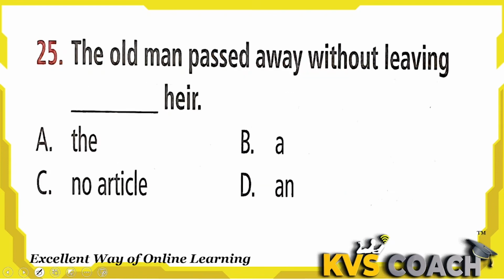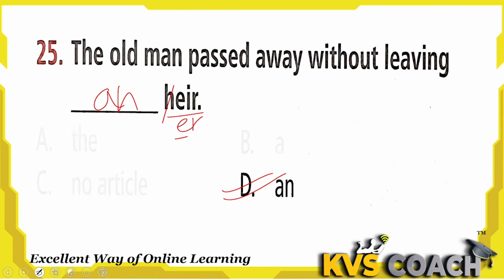Next, "The old man passed away without leaving dash heir." This is not "head," this is "air." The sound of this word is "air," and here H is silent. If H is silent, the word starts with a vowel sound, and for a vowel sound we use "an." The old man passed away without leaving an heir. So D is the right answer here.